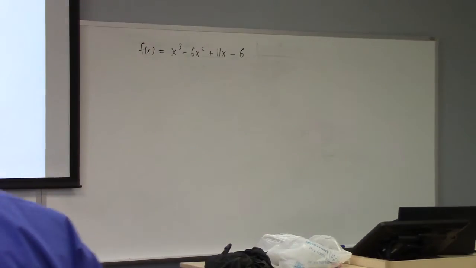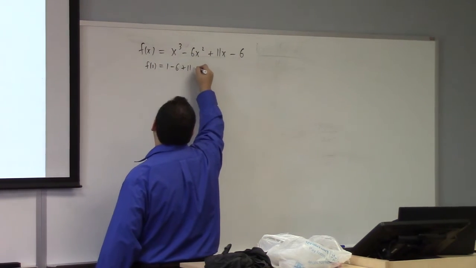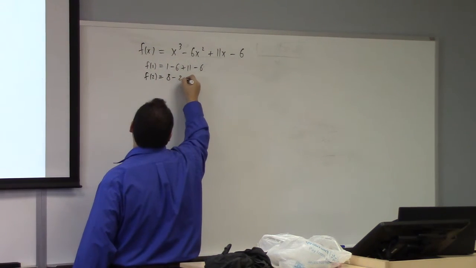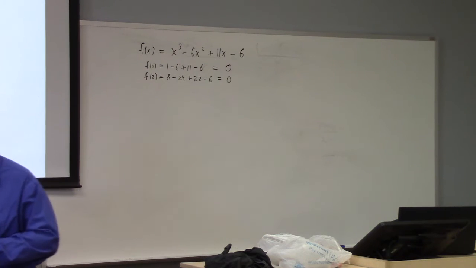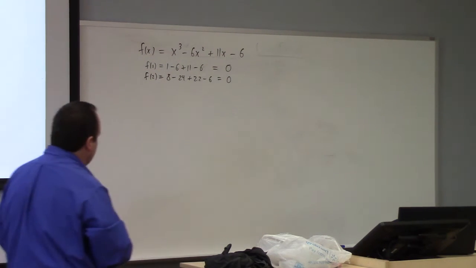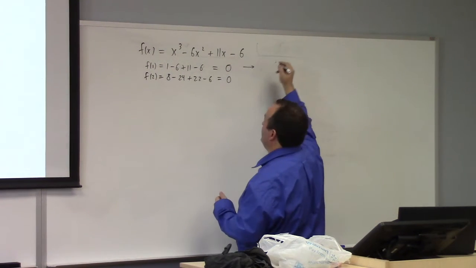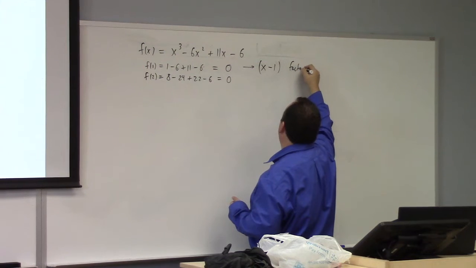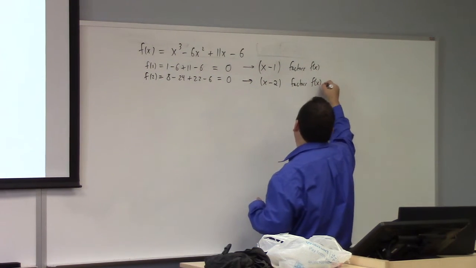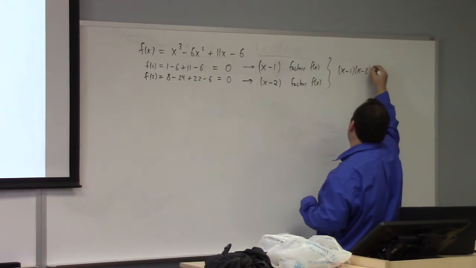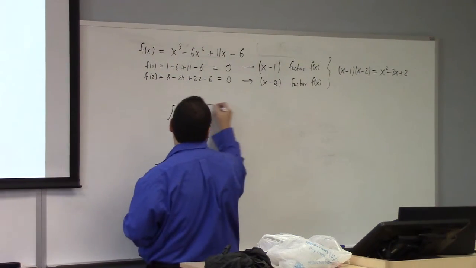Let's look at that. What is f of 1? F of 1 is 1 minus 6 plus 11 minus 6. F of 2 is 8 minus 24 plus 22 minus 6. Getting to the point, those are both 0. That means, what does that mean? So that means that x minus 1 is a factor of f of x, right? And it says that x minus 2 factors f of x. And you can put these together, and you get that x minus 1 times x minus 2, which, by the way, is x squared minus 3x plus 2, is a factor of f of x. And then we can divide that in there.